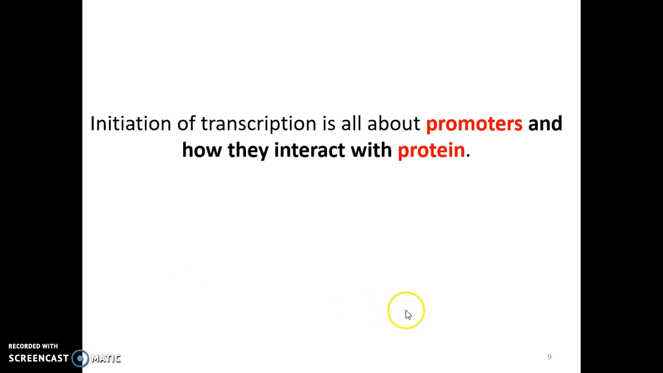So let's focus on initiation first, which is actually the most complex part of transcription. And ultimately, it's really important that you know that initiation of transcription is all about promoters and how they interact with protein. The protein here is going to be RNA polymerase, especially its subunit called sigma factor. And we're really going to focus in first on the prokaryotic system. We're going to focus a little more on that, and I'll add in a little detail about eukaryotes as we go along.